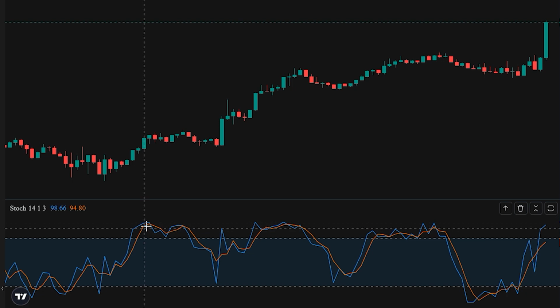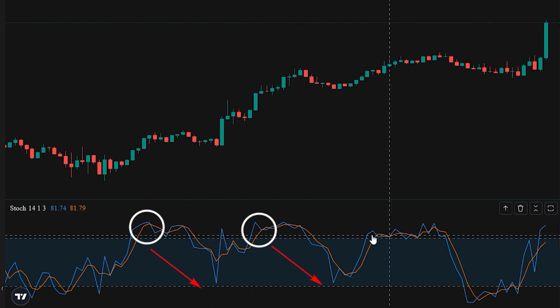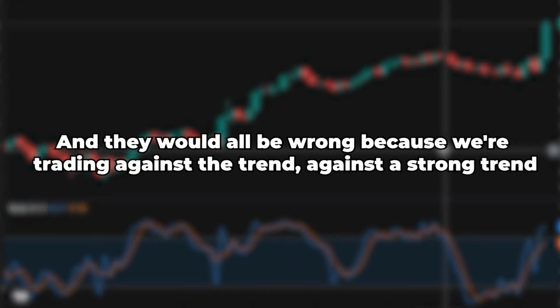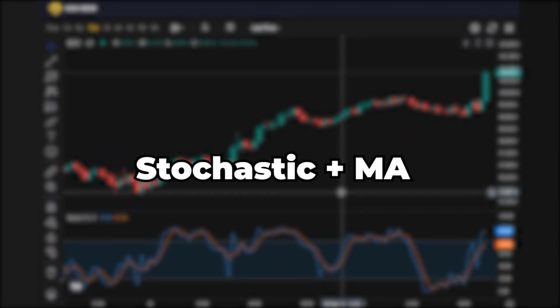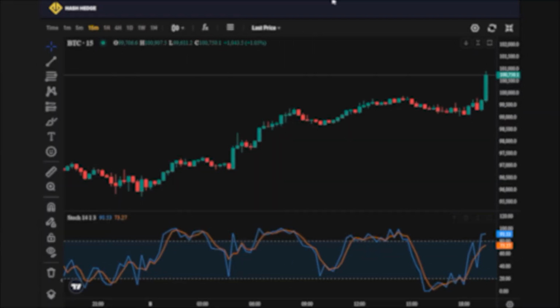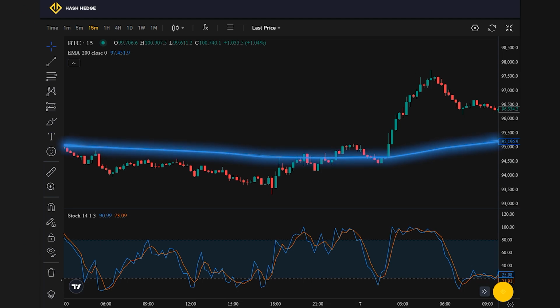In this case, we should have entered a trade down here. We should have entered a trade down here. We should have entered a trade down here. And they would all be wrong because we're trading against the trend, against a strong trend. Therefore, I personally suggest you this strategy of two indicators, which will help you avoid the main drawbacks of Stochastic. I suggest using it in conjunction with another indicator that will show us the direction of the trend.